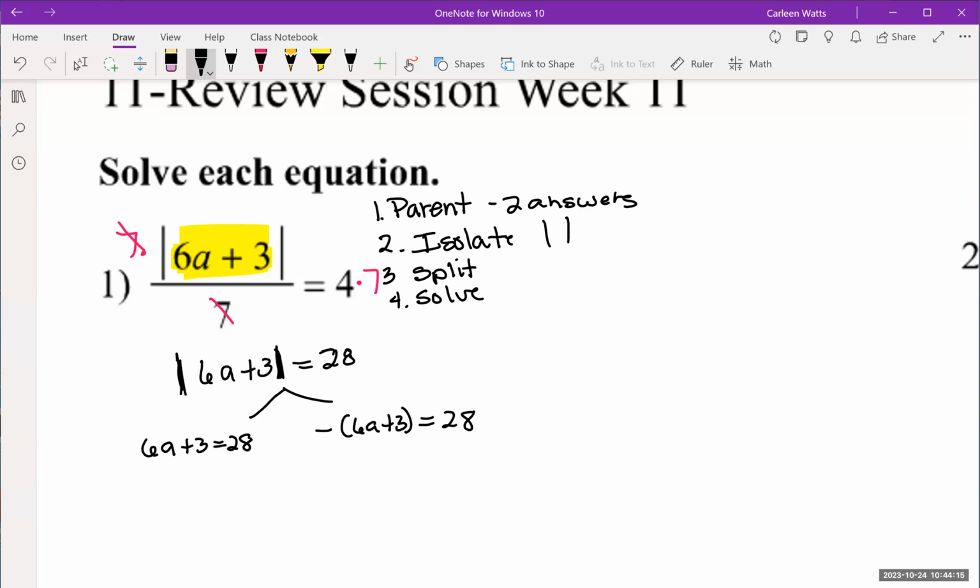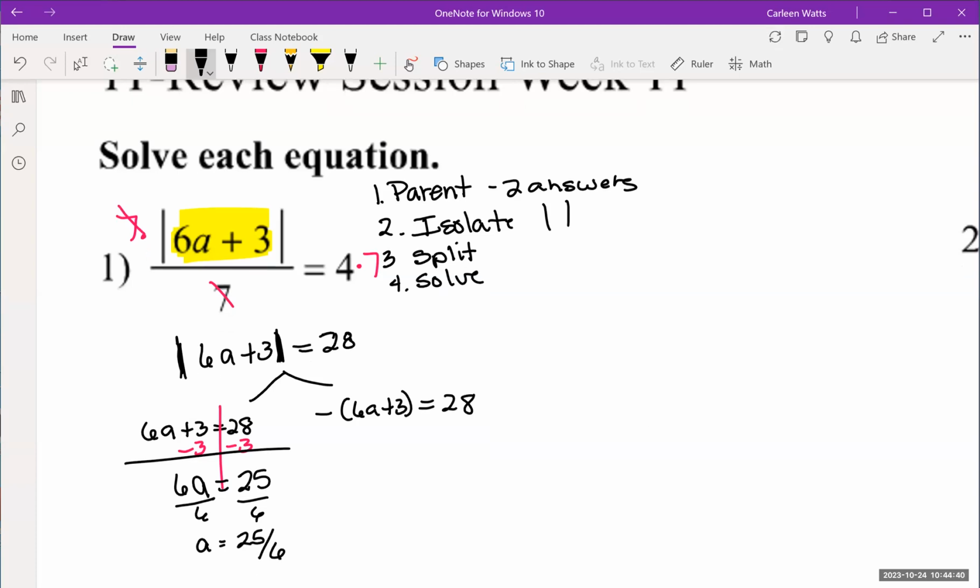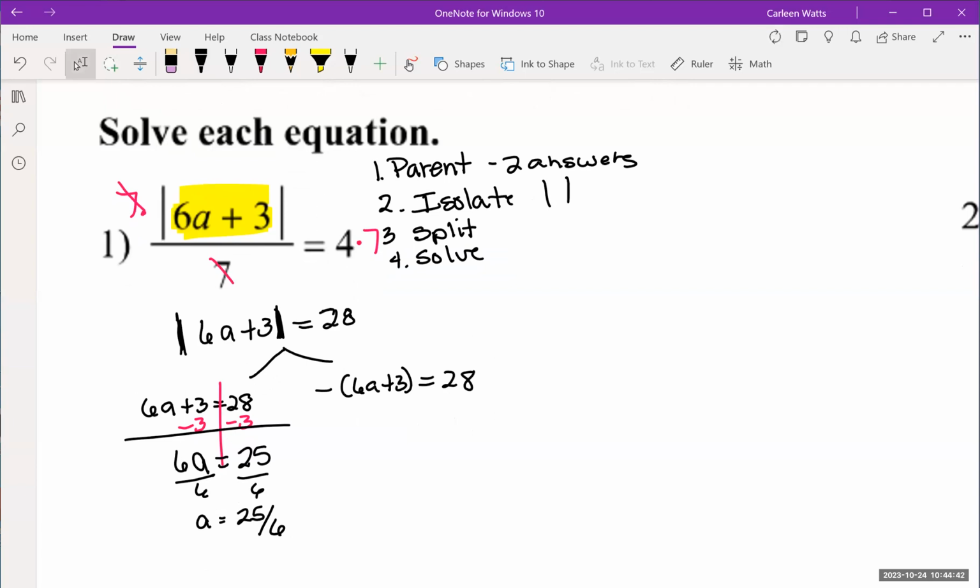Okay, let's solve this one. -3. 6a is equal to 25. Divide by 6. A is equal to, leave it as a fraction, please, 25 over 6. Now, can that be reduced? No, because there's no common factors. Okay, now we have to solve the other one.